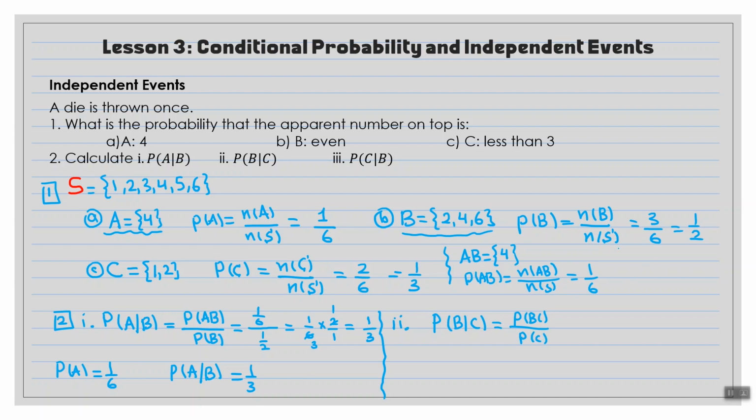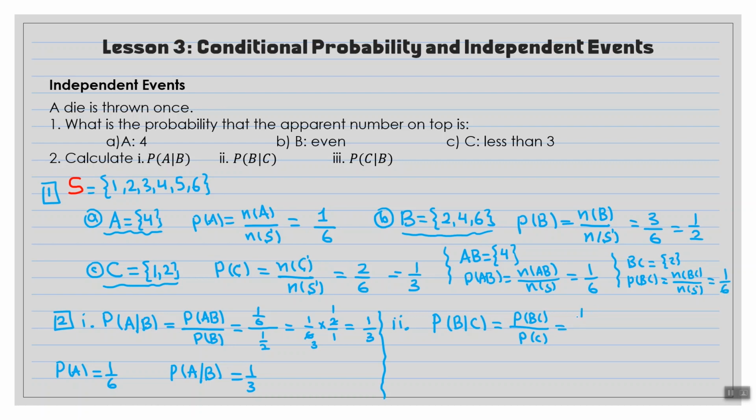Okay, here, let's find BC. So how much is BC? What is common between B, underlined already, and C? You notice that what's common between them is 2. So what is the probability of BC? The probability of BC is the number of elements inside of BC over the number of elements inside of S, which is 1 over 6. Good? So the probability of BC is 1 over 6.